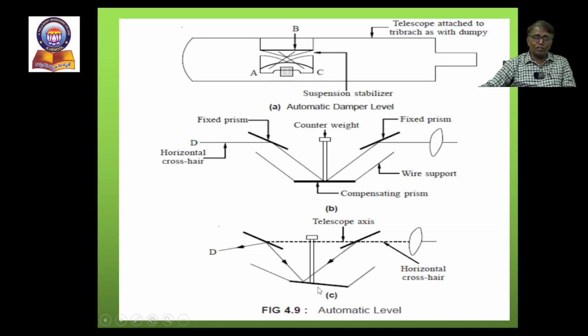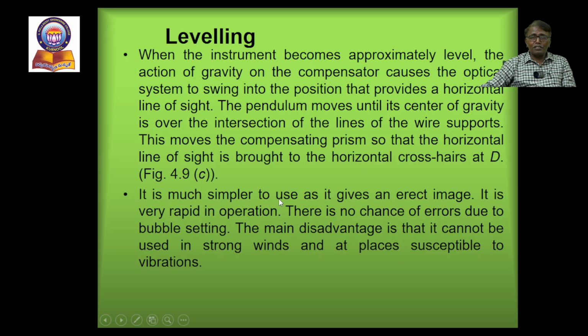In Figure C, you can observe that the line of sight is horizontal by the compensating prism. It is much simpler to use as it gives an erect image. It is very rapid in operation. There is no chance of errors due to bubble setting. The main disadvantage is that it cannot be used in strong winds and at places susceptible to vibrations. Some limitations are there for the usage of this instrument. However, it can be advantageously used in the field of construction.